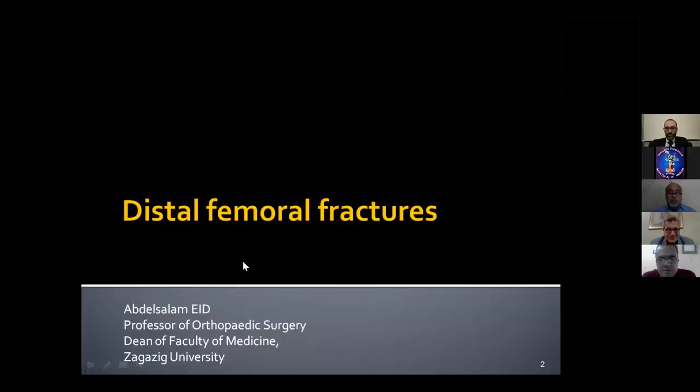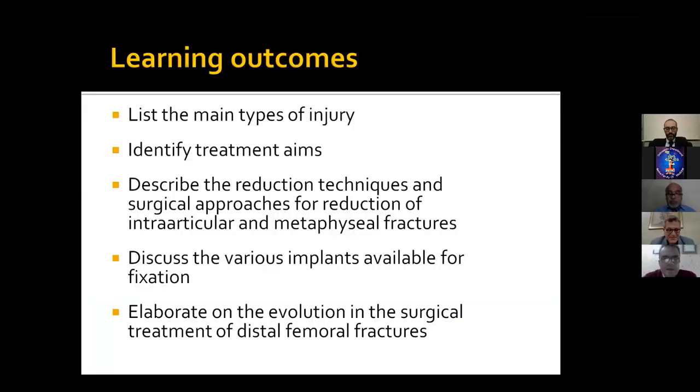Now we're going to talk about distal femoral fractures. In this lecture, we're going to learn about the main types of injury, the treatment aims, the reduction techniques, surgical approaches for reduction of intraarticular and metaphyseal components of the fracture, the various implants available for fixation, and the evolution in surgical treatment of distal femoral fractures.